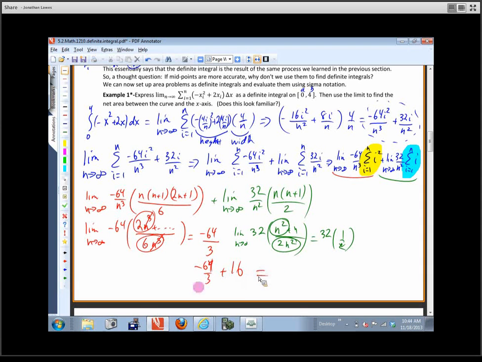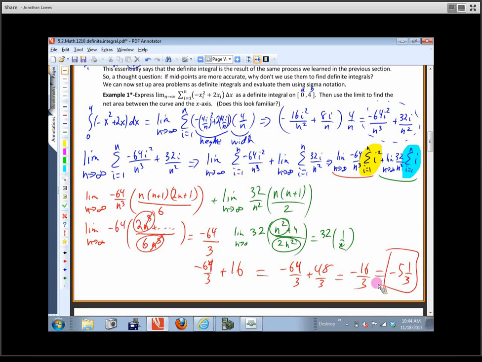Okay. So in thirds, let's see what we've got here. Negative 64 thirds plus 48 thirds. So let's see, and that's a 4. So what do we get here? 16 thirds, and it's negative, which is negative 5 1/3.